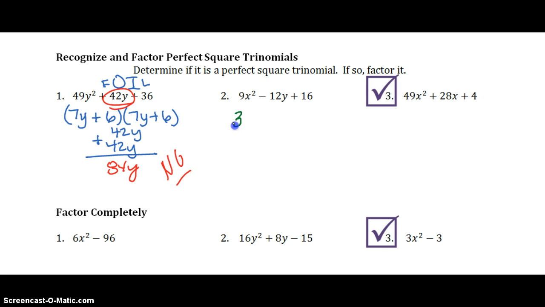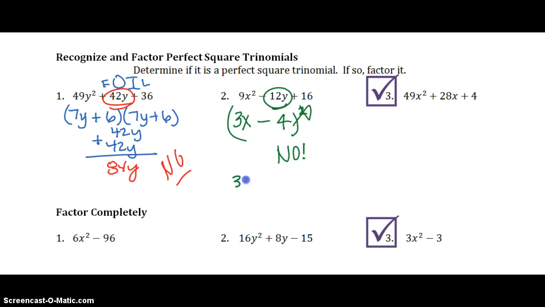I know the square root of 9x squared is 3x. I know they're the same sign, both negative. I know the square root of 16 is 4. So what I need to check is a times b times 2. Well, 3 times 4 is 12, and it's going to be negative 12, and negative 12 times 2 is negative 24, not negative 12. So again, it's no. This is not the solution.